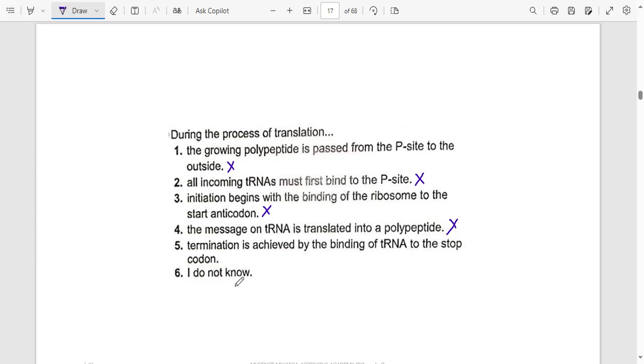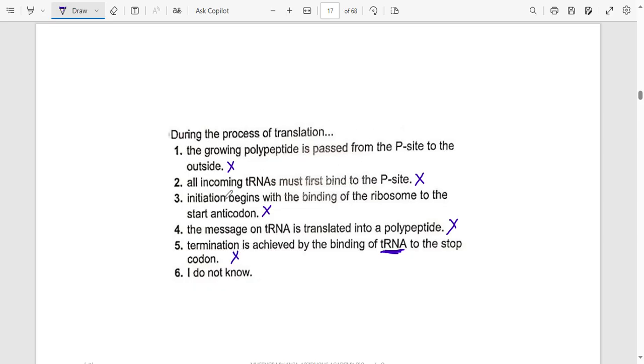Pardon? Termination is achieved by the binding of tRNA. What did I say about termination? What should bind? So what will actually bind is not tRNA, but what we call the release factor. The release factor is a protein, that's not tRNA. So this is not true.